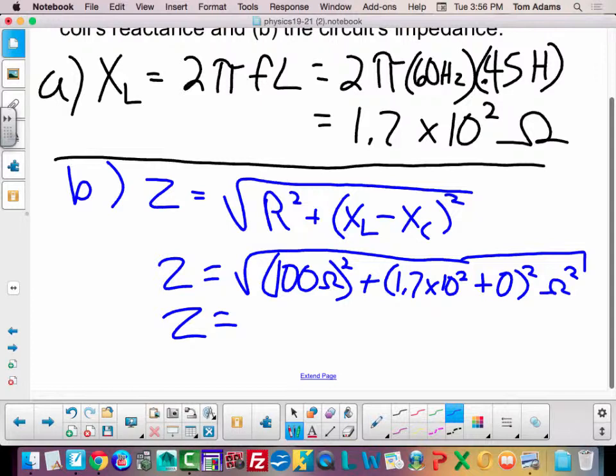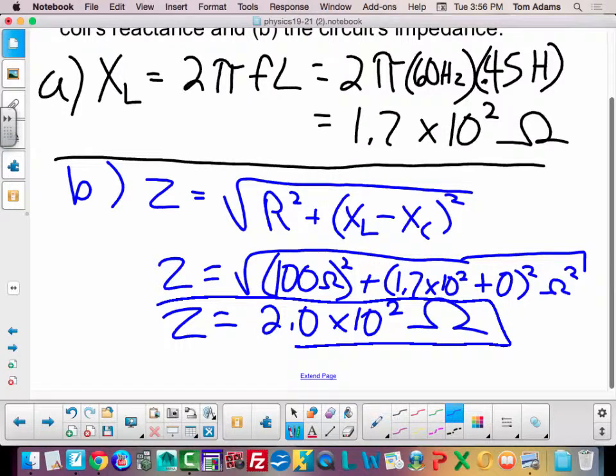If you do all the math, what did my notes say? I think you've got 100 plus 170 squared. My notes say 2 times 10 squared ohms. So it's probably about 4,000. What do you think about that?